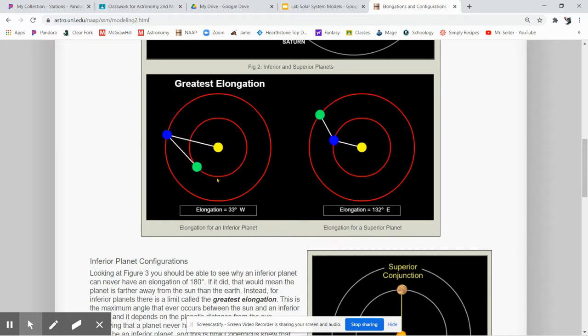All right. There's the greatest elongation again, west this time. It is a little bit different because when the planet's on the right-hand side, it's on the west. And here comes superior conjunction. Boom. We can't see it. It's back here. Now look, we're moving east now. East will be to the left.